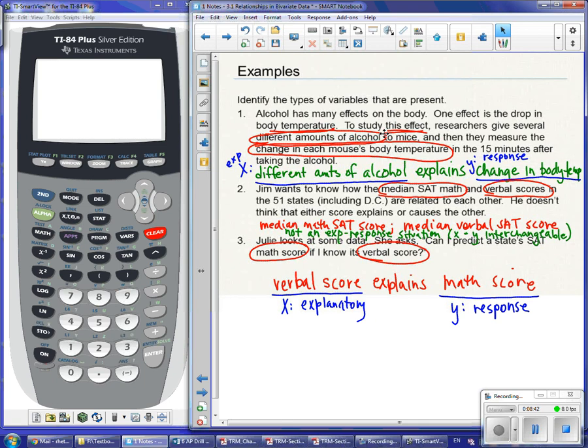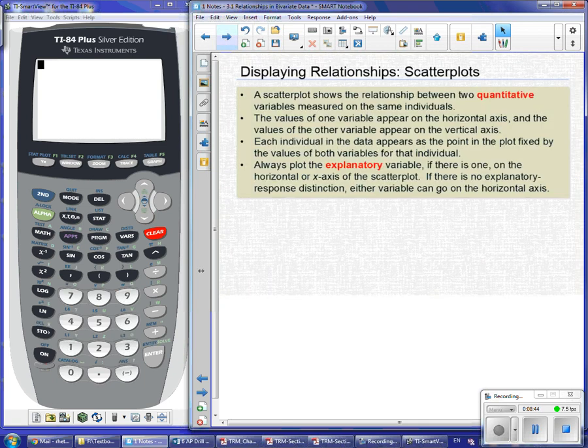Okay, when we're displaying relationships between 2 quantitative variables, we're going to use a scatter plot, because we're looking at basically 2 variables on each individual.